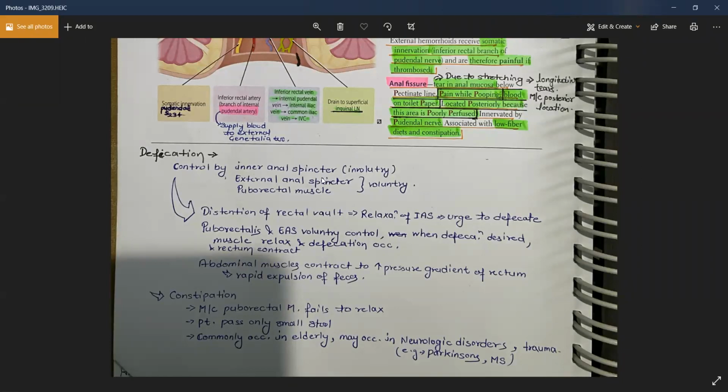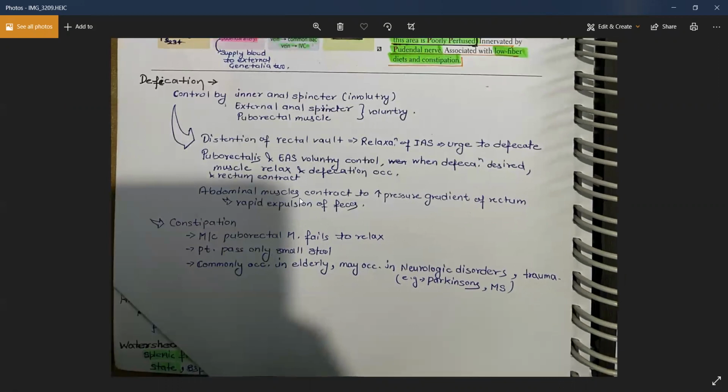Whenever the internal anal sphincter is relaxed, the patient will get the urge to defecate, and then it depends on the patient. If they relax the external anal sphincter, defecation will occur. If they do not relax the external anal sphincter, defecation won't occur. Desired defecation, you can say. Then you also have the abdominal muscles, which increase the pressure gradient of the rectum so that expulsion of the feces can happen. So four things: one, internal anal sphincter; second, the external anal sphincter; third, the puborectalis muscle; and fourth, the abdominal muscles.